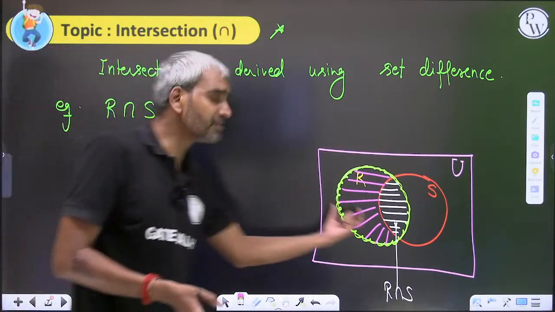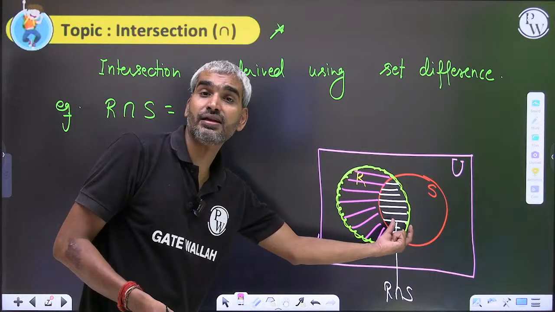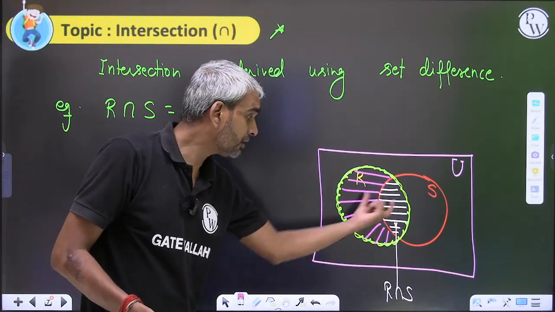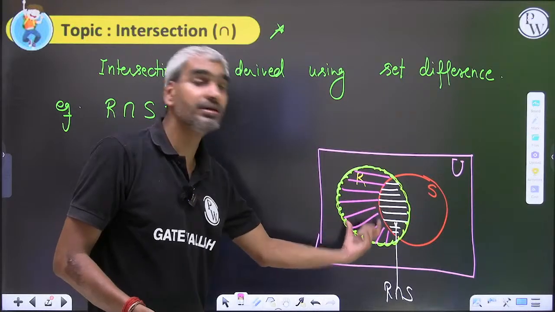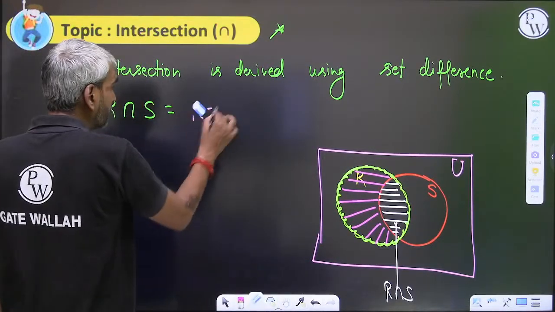So this purple color section is nothing but the elements of R except the elements which are present in S. So, elements which are present in R but not in S are basically the elements of R minus S. So this purple color region is nothing but R minus S.